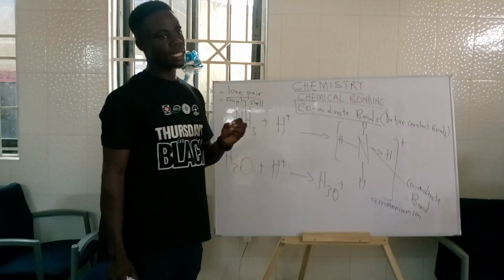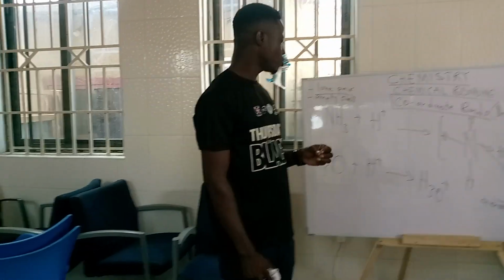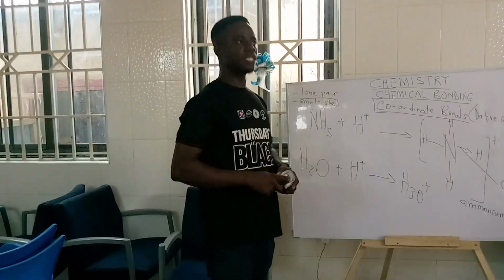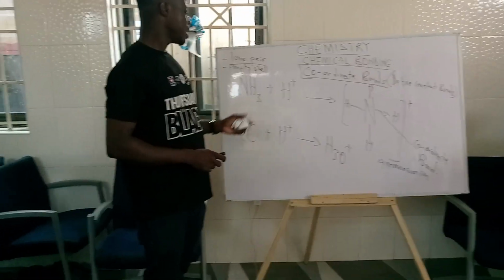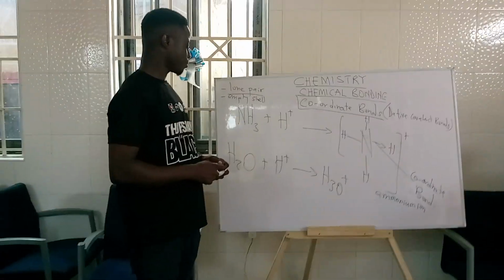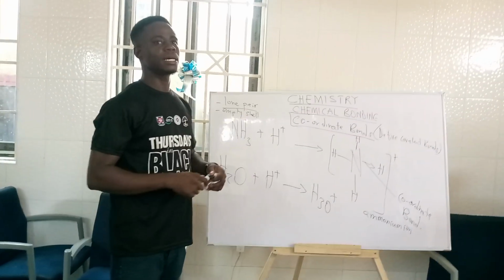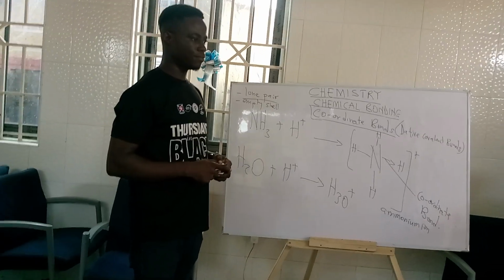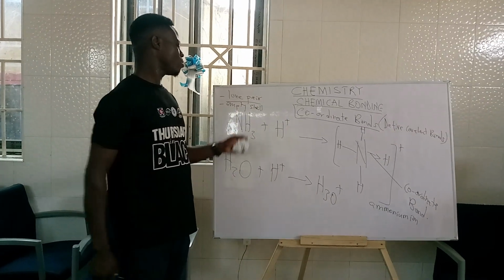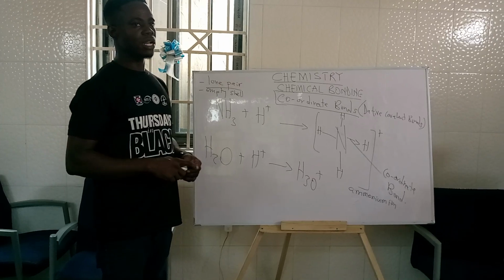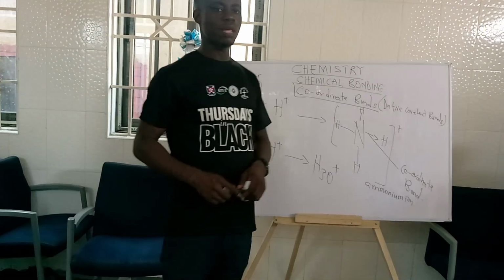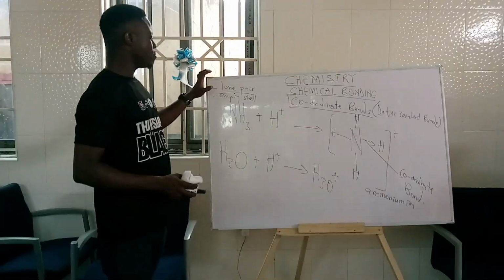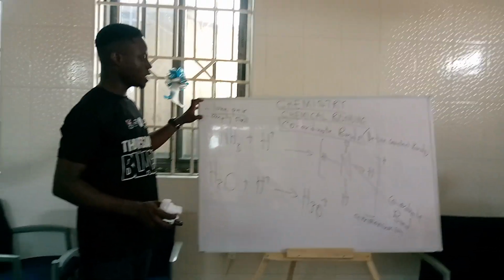So one thing we need to understand is that for dative covalent bonding to occur, it occurs when one of the species sharing the electron pair is having a lone pair, and then the other species you are sharing the electron with has an empty shell. A situation whereby the other we are sharing with is also having a lone pair, then it means dative covalent bond cannot occur. So let's note this. These are the main conditions for dative covalent bond to occur.